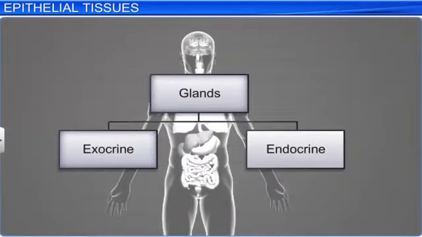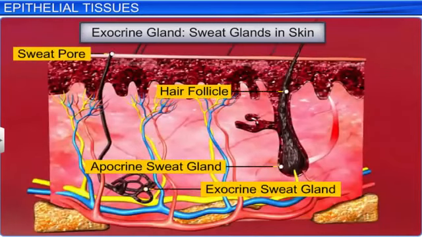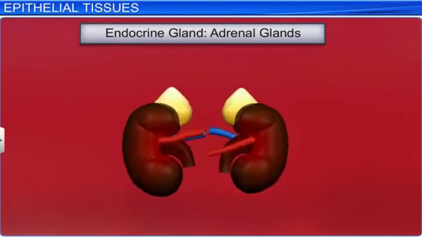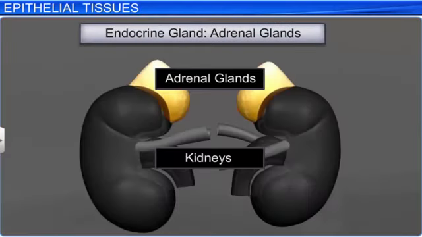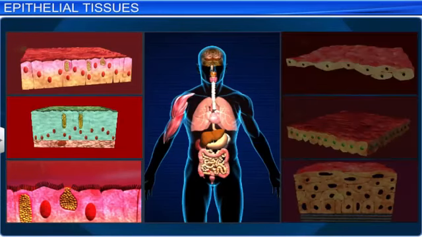The epithelial tissues also form many glands. These glands are of two types: exocrine and endocrine. The exocrine glands secrete their products through ducts or tubes, while the endocrine glands are ductless and secrete their products or hormones directly into the bloodstream. Thus, the epithelium is a diverse group of tissues which helps in diffusion, absorption, secretion, and protection.